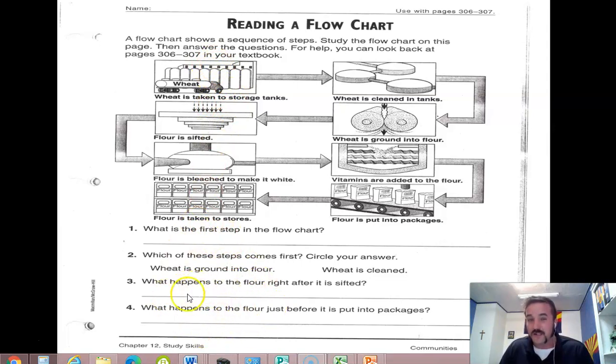It's going to ask you things like, what happens to the flour right after it is sifted? Well, look to find out when it's sifted and find out what happens after. What happens to flour just before it's put into packages? It's going to really ask you those specific questions.